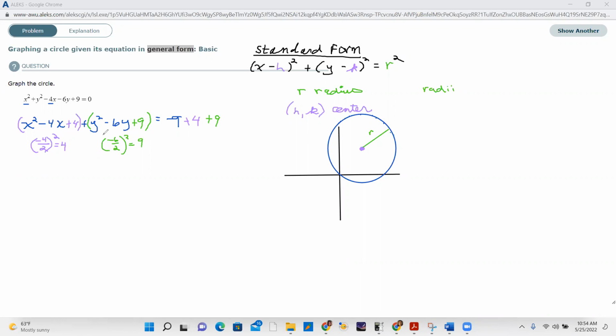And now I'm going to rewrite the left-hand side, where these are the perfect squares, right? This first one, it's x minus 2 quantity squared. And this is y minus 3 quantity squared. And on the right, the 9s cancel and you're left with 4. So now you've got the center is 2, 3, and the radius is 2. And we know how to graph that.